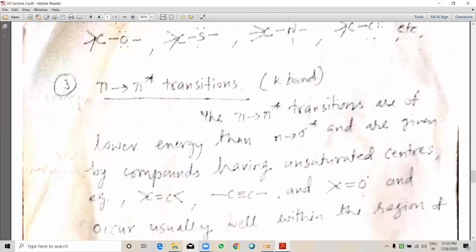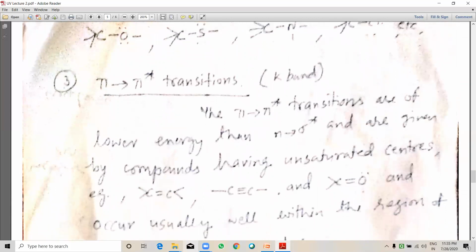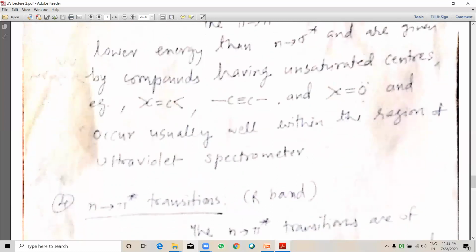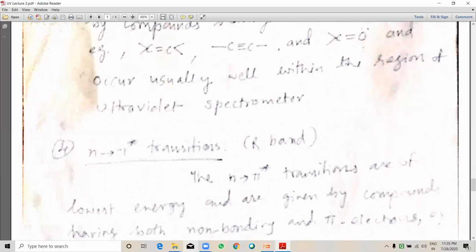The pi to pi star transitions are of lower energy than n to sigma star transitions and are given by compounds having unsaturated centers: carbon-carbon double bond, carbon-carbon triple bond, carbon-oxygen double bond, and occur usually well within the region of the ultraviolet spectrometer.